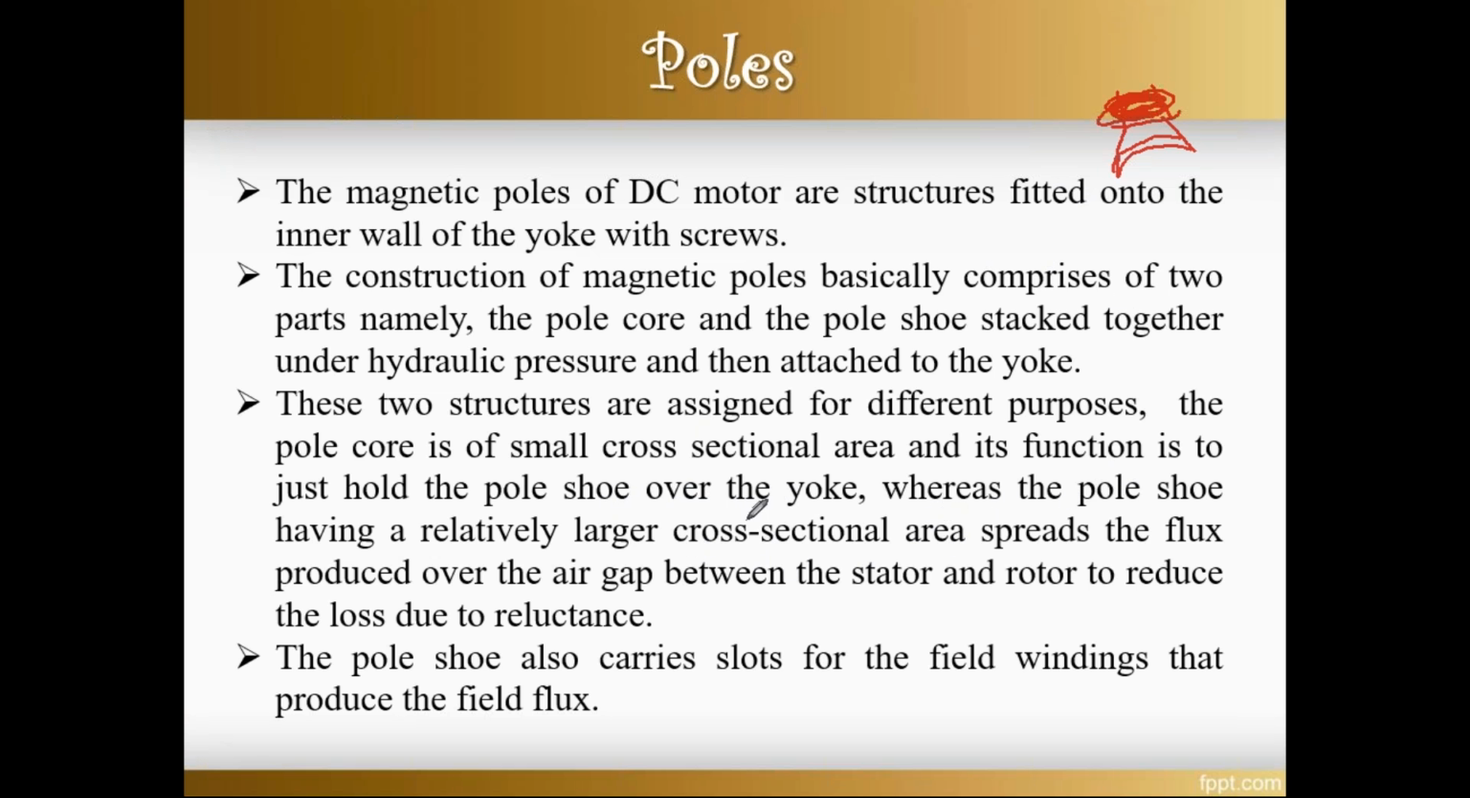And the pole shoe, having more cross-sectional area, spreads the flux produced over the air gap. So the pole shoe is used to spread more flux. The pole shoe also carries the slots for the field winding that produces the field flux. So on this pole shoe, the field winding is inserted in this way, and this field winding generates the flux. That flux is given to this pole shoe and it will be spreading out. Okay? So this is the function of poles.